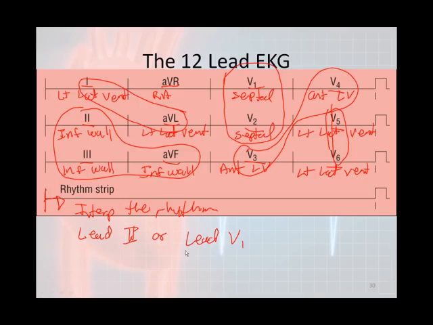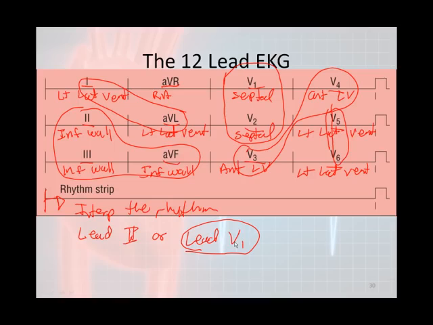Now, the reason that it has been lead V1 is because in the past, before we had 12 leads everywhere, they were located pretty much only in the hospitals. What they would do is print up a rhythm strip using only leads 1, 2, and 3. And then if we wanted to see why we had a wide QRS, we could determine a bundle branch block or ventricular tachycardia using lead V1.